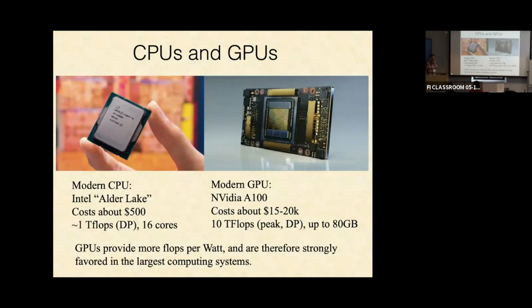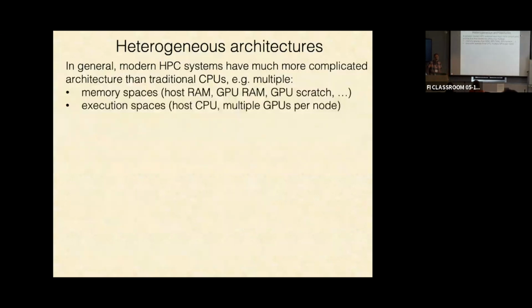Should we use GPUs? Of course we should, because there's so many amazing machines right now that are using GPUs. But there's a problem. These are heterogeneous machines now, heterogeneous architectures. They have much more complicated architectures. They have multiple memory spaces, RAM, GPU scratch memory. They have different execution spaces. You can run on the host, you can run on the GPU.